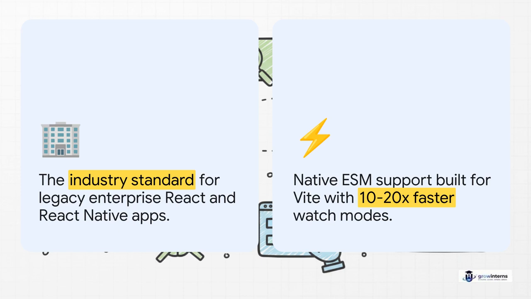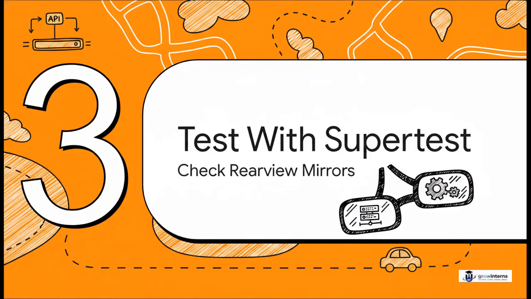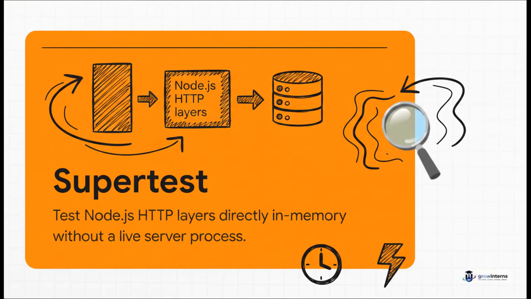So the main takeaway here is just to match the runner to your stack. New Vite-based project? Go Vitest. Huge legacy monorepo? Stick with Jest. Moving on to section 3, test APIs with Supertest. This is all about checking those rearview mirrors we talked about. Because honestly, your front-end tests are your windshield, but you absolutely need to know what's going on behind you.